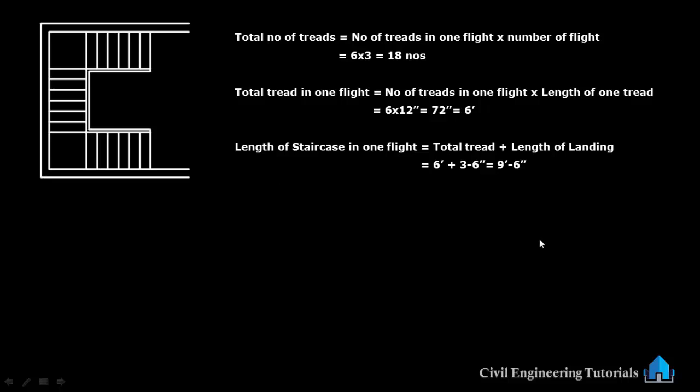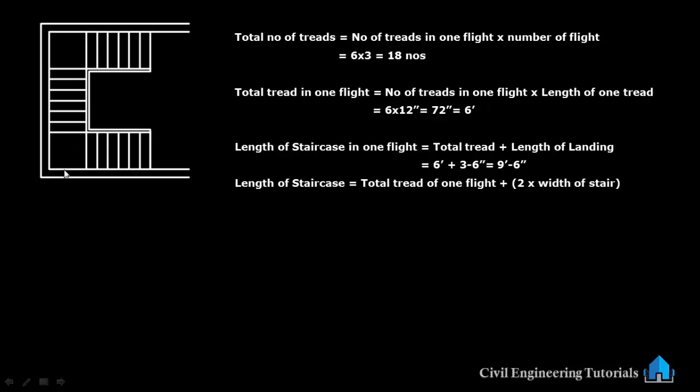This is the length of the staircase. Now we need to calculate the other side of the staircase, which is also a length of the staircase, from here to here. That is the total tread of one flight plus 2 landings, 1 landing, 2 landings. You can see the staircase width is the same as the landing. So we will multiply by 2 into the width of the stair or landing, whatever you like to call it. That is 3 feet and 6 inch width of stair.